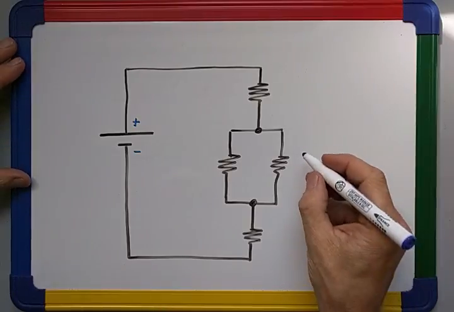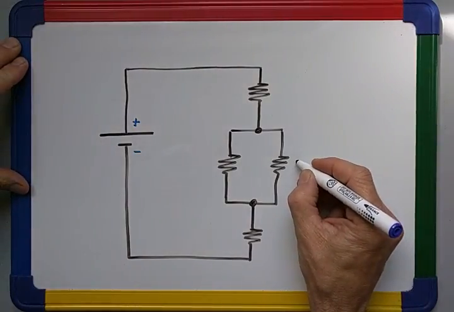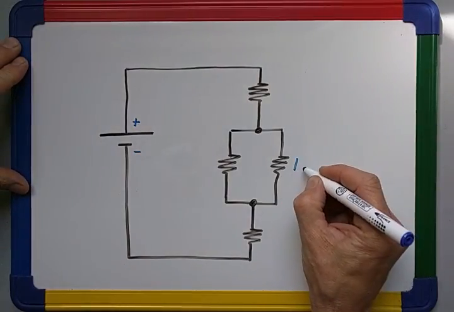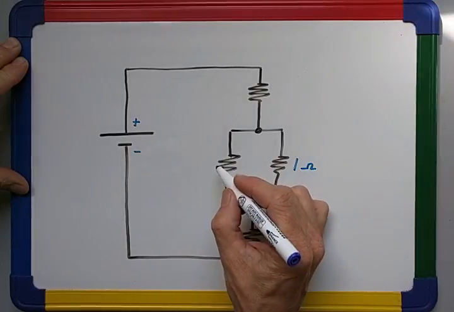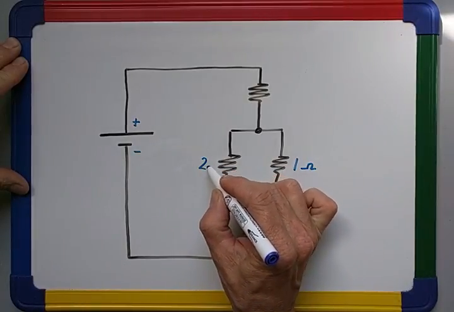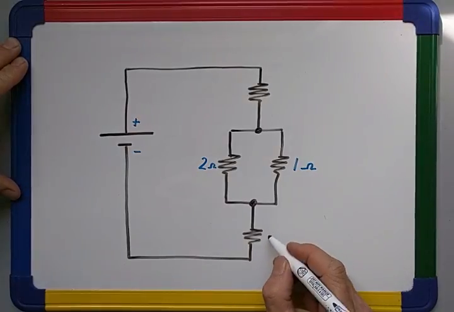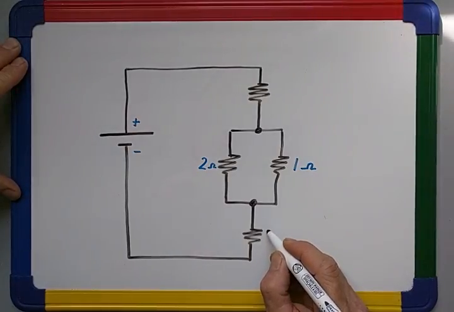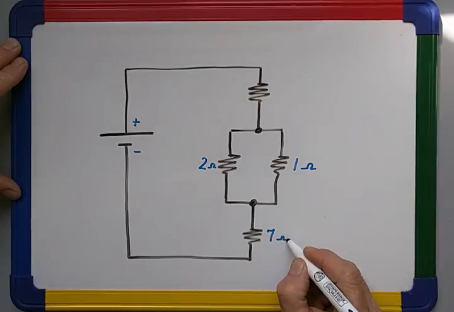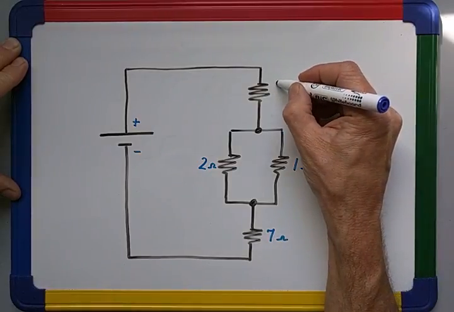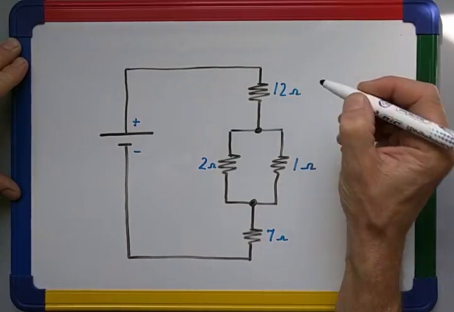So we're going to put some values on these resistors. So we're going to say this resistor here is 1 ohm and this resistor is 2 ohms. This resistor we're going to mark off as, let's say, 7 ohms, and this resistor as 12 ohms.